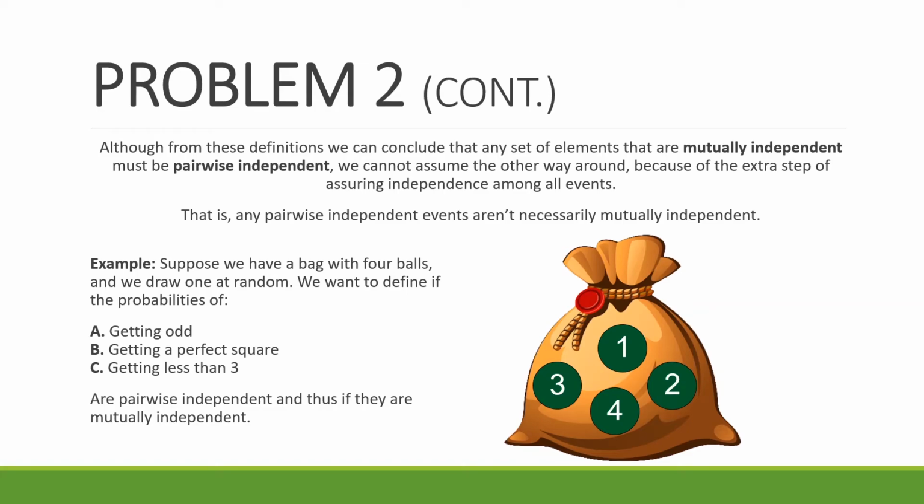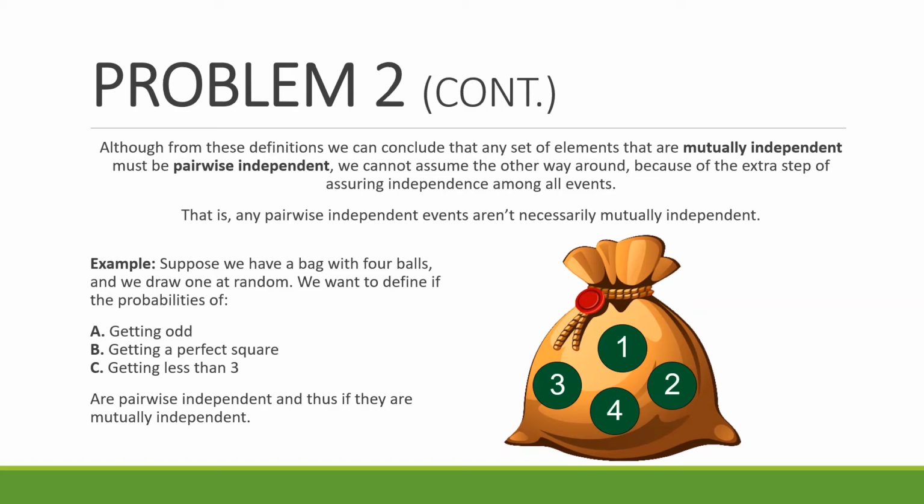In order to prove this, we have an example. Let's assume we have a bag of 4 balls and that we want to draw one at random, such as the one on screen. And we want to define the probabilities of getting odd, getting a perfect square, and getting less than 3, and ensure if these are pairwise independent, and thus if they are mutually independent.